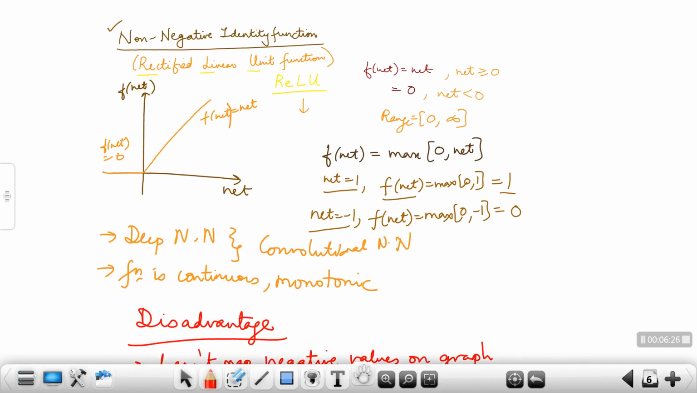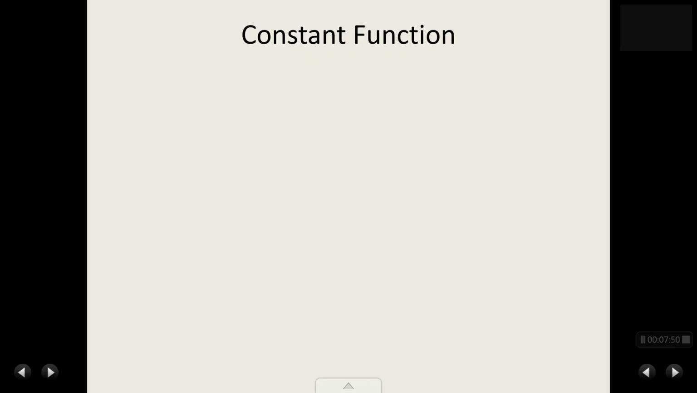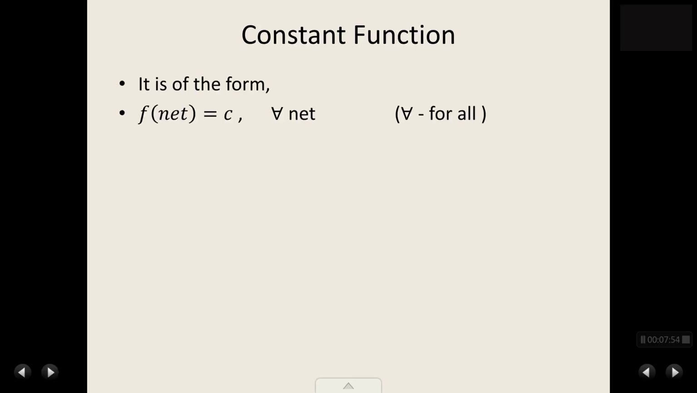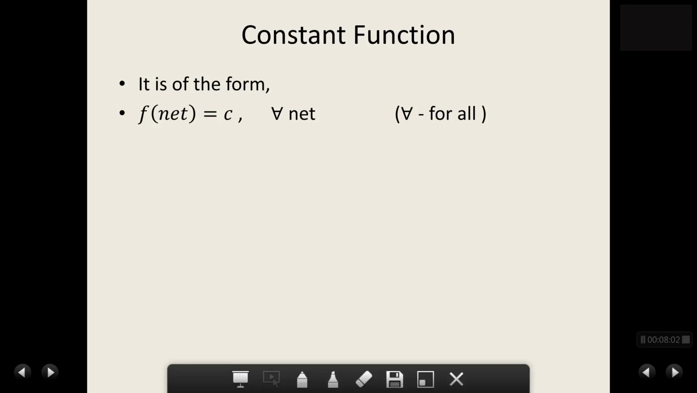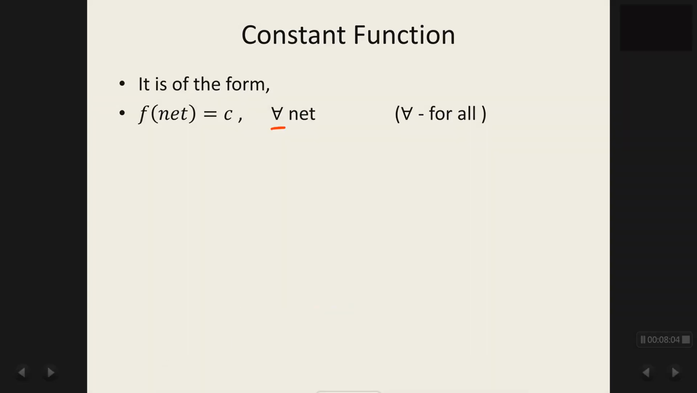Is that clear? Next we will go to the constant function. Now what is the constant function? It is of the form f of net is equal to c for all net. Okay, this particular sign which I have used means that it is for all net. For all. I hope you are aware about it. In the previous slide also it was there.